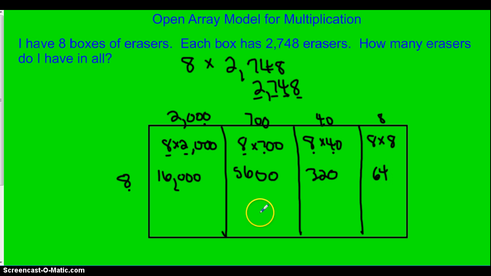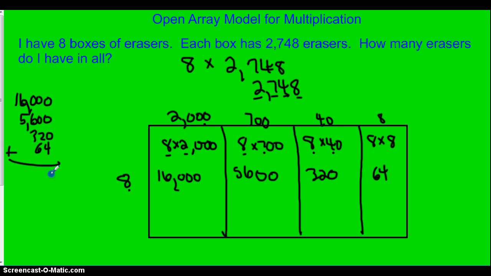All I would have to do then is add up all my partial products that make up all my boxes and all my pencils. So I would have 16,000, 5,600, and you want to make sure that you're lining up your place values for the standard algorithm for adding, 320 and 64.